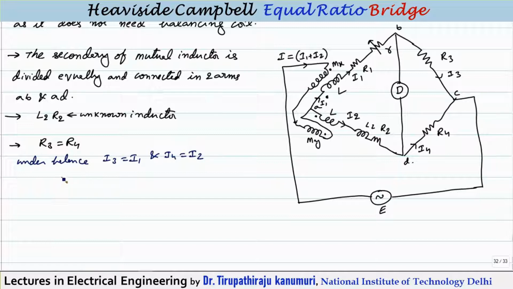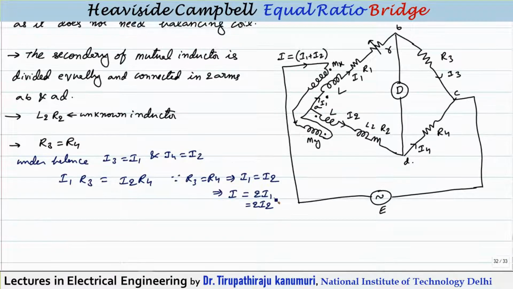Agree with me? So I3 multiplied by R3, where I3 is nothing but equal to I1. So I1 multiplied by R3 is equal to I2 multiplied by R4. Since R3 is equal to R4, obviously I1 will be equal to I2. From this, the total current is nothing but 2 times I1, or equal to 2 times I2. So the first balance is obtained.